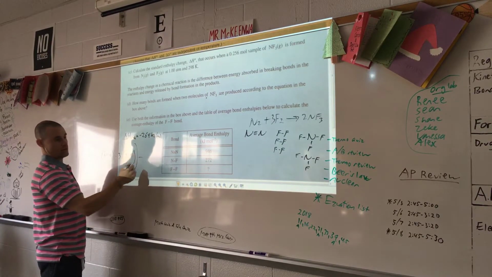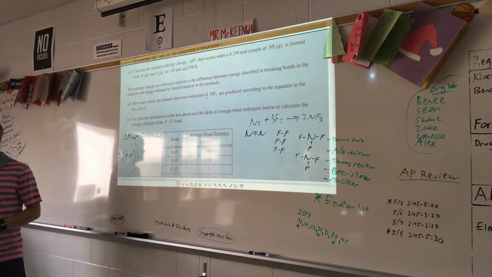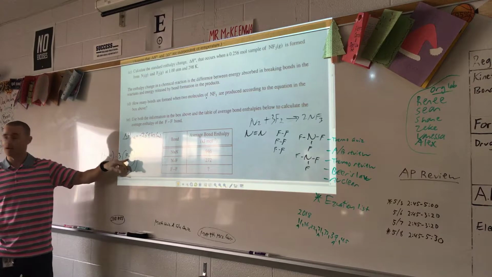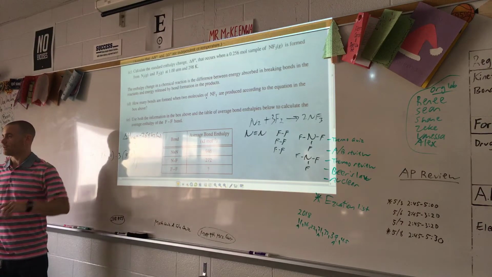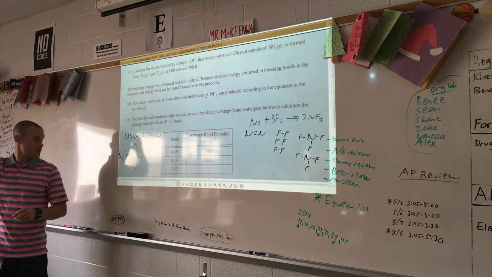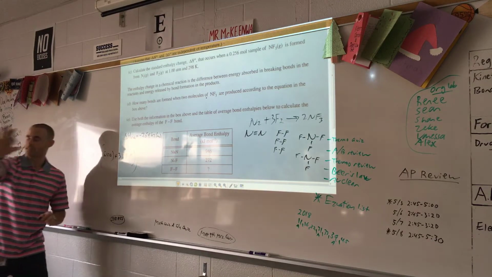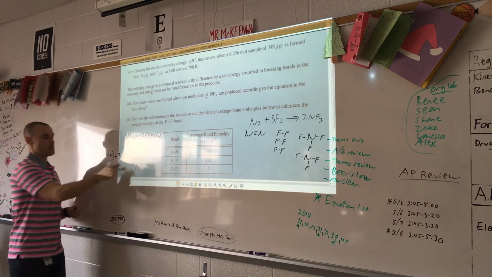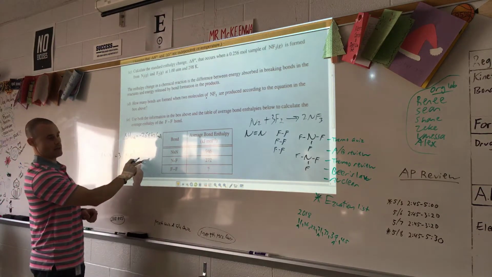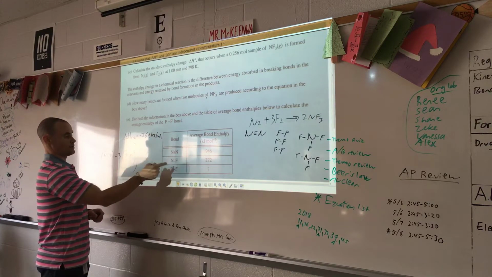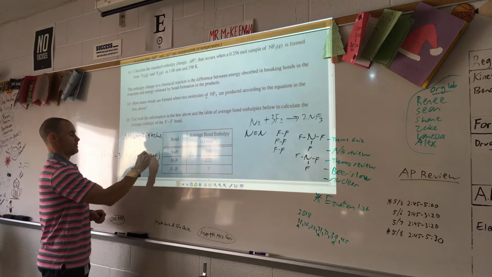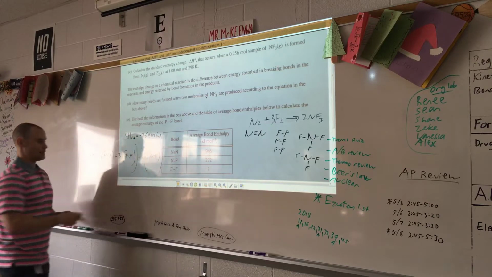Isn't it adding between the N and the F? Do you multiply? Right, there's 3 of them, so you add the nitrogen bond and the F bonds. Oh yeah, yes, adding. Sorry, yes. And then this one is going to be 6 times the NF. Right. So that's kind of the setup.